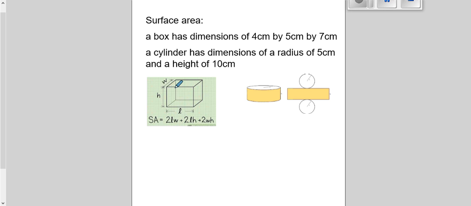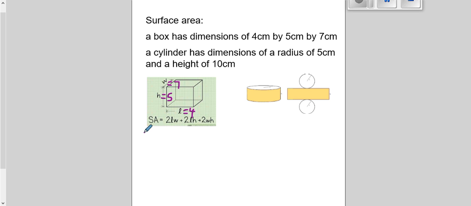So if you tore this apart, we would have these 1, 2, 3, 4, 5, 6 different areas. But of course, the opposite sides match up, and that's where those twos come from. Okay, so we have dimensions here, 4 centimeters by 5 centimeters by 7 centimeters, and it doesn't matter where we put them. I'm going to say my length is 4 centimeters, my height is 5 centimeters, and my width is 7. You could have put your length at 7, your height at 4, and your width at 5. It doesn't matter. We just need to use every number once.